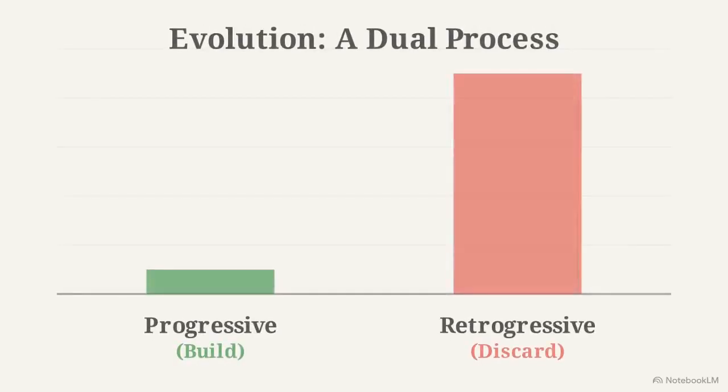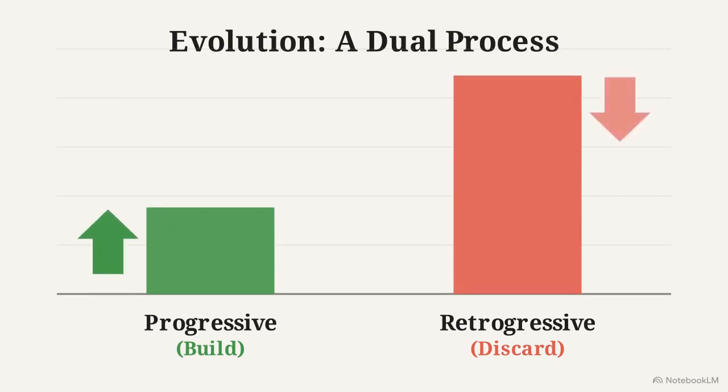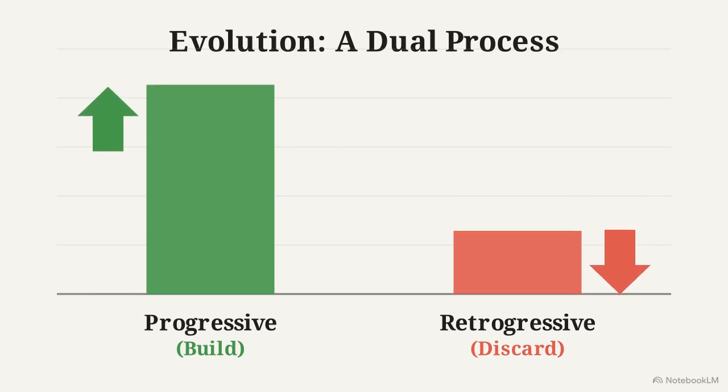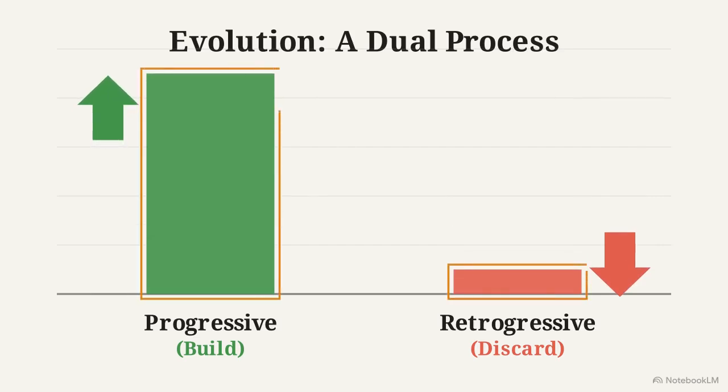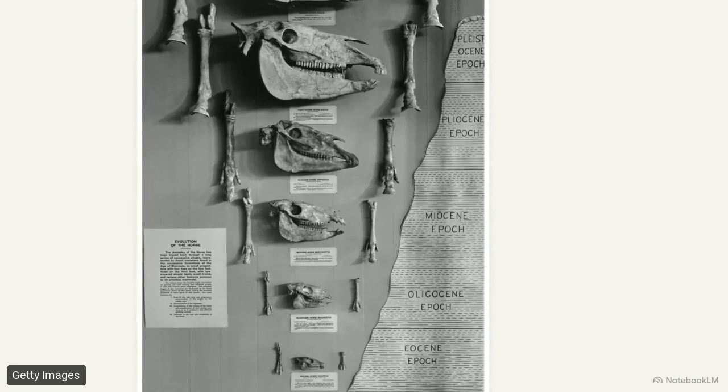This continuous fossil record shows that evolution is a dual process. Organisms build up necessary traits and discard obsolete ones to perfectly fit their changing environments. This image lays out the physical skulls and leg bones of that lineage, mapped directly against Earth's geological timeline. The earliest ancestors appear in the Eocene epoch, progressing steadily up through the Oligocene, Miocene, Pliocene, and into the Pleistocene.